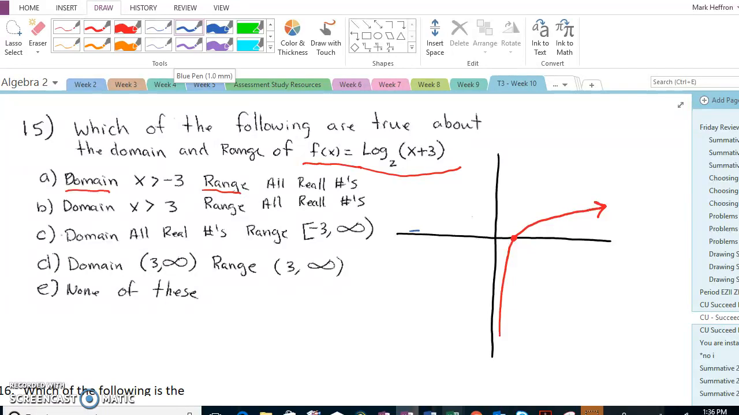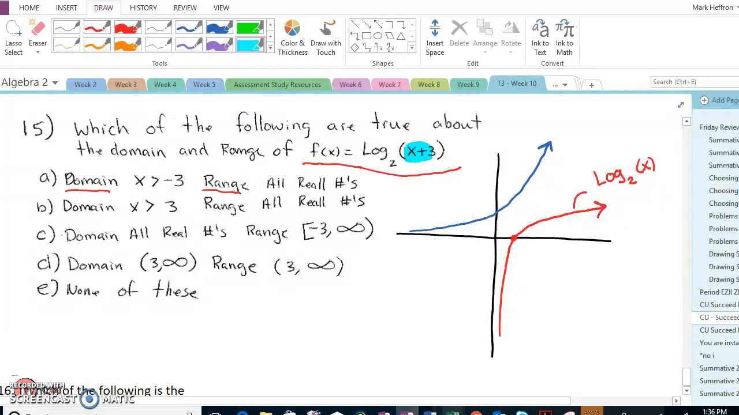The exponential is drawn here in blue. So as we switch the x and y, we get log base 2 of x. And then we look at the transformation, x plus 3. So a negative 3 in the x would make this 0, so that means everything is moved over 3 to the left. 1, 2, 3 is our 0.